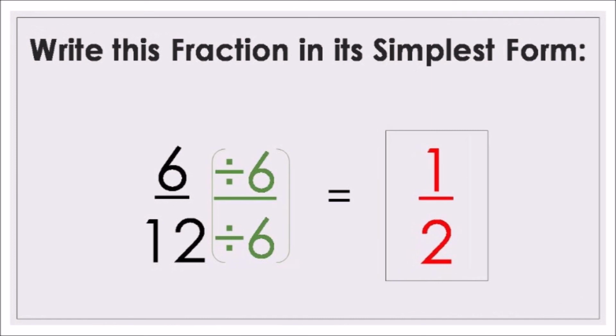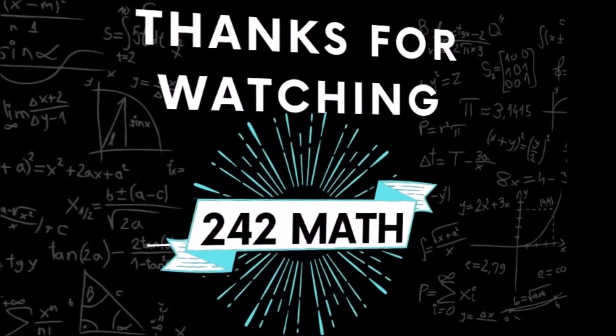Now here's the other way you could do that. You can use the highest common factor, which is 6. 6 divided by 6 is 1. 12 divided by 6 is 2. So 6/12 is the same as 1/2. It's equivalent to 1/2. Again, you could have done it in one step if you use the highest common factor. Both ways are correct. You choose what you need to do.